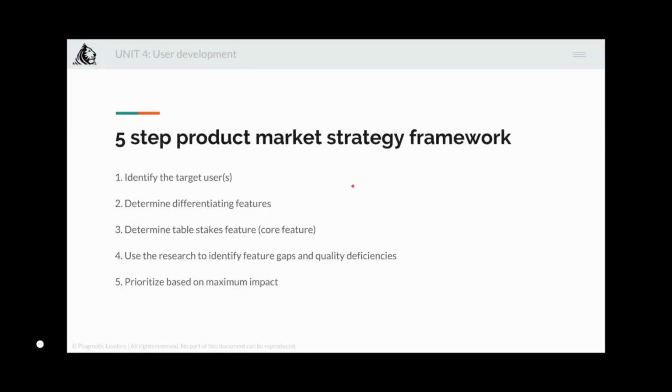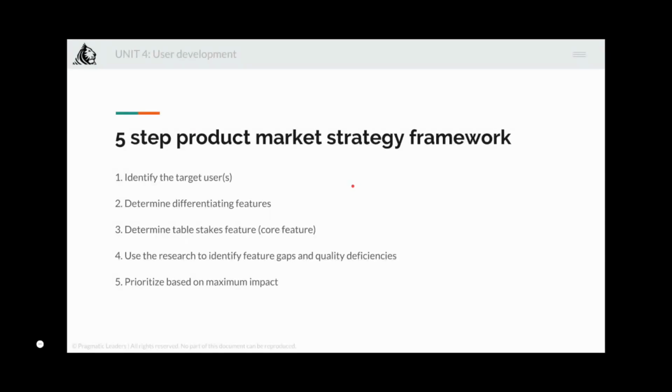Okay, then you'll figure out the table stakes feature, that is the core feature. What should go in this particular product so that this at least works and people will give it a shot. Then you use the research to identify feature gaps and quality deficiencies. And then you prioritize based on maximum impact. Now impact can be quantified in terms of revenues, users, growth, and a lot of ways. We'll get to that in some time.